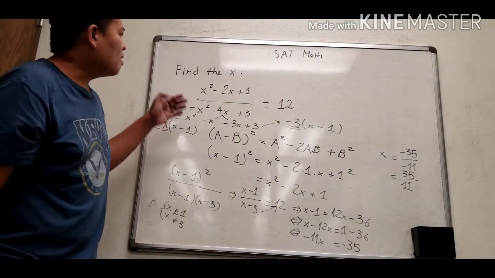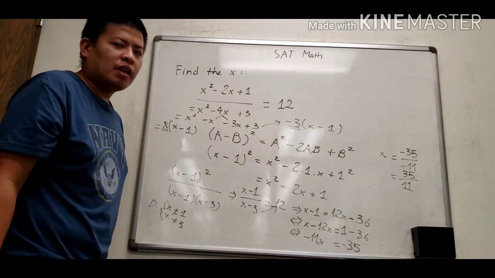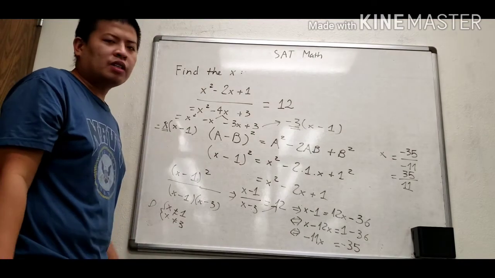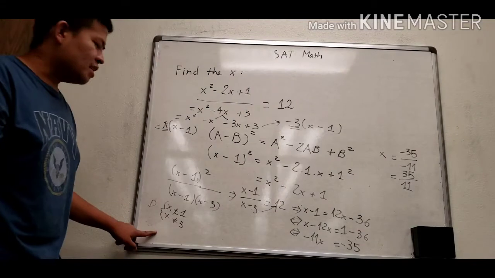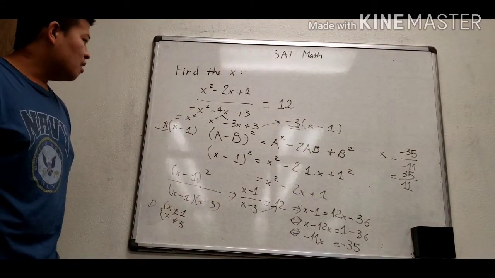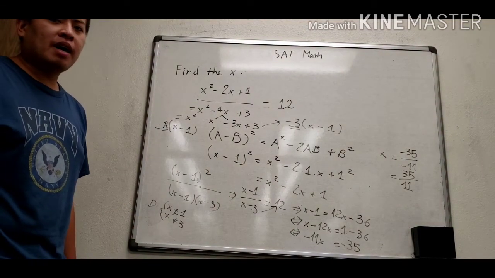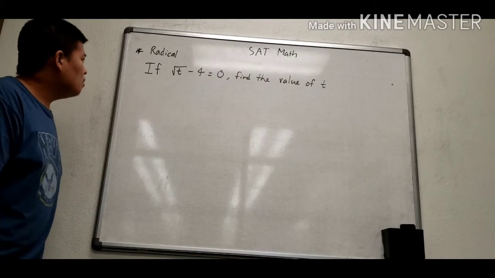So this is the step by step, we factor, and we simplify the fraction, and then later we compare the solution with the domain in here. And this is the way we do it on the SAT math. We talk about the radical.